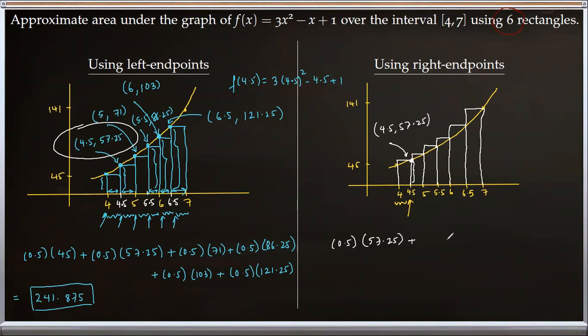Similarly, for the second rectangle, we have width 0.5 again, and the height is the y value at 5, and that we know is 71.